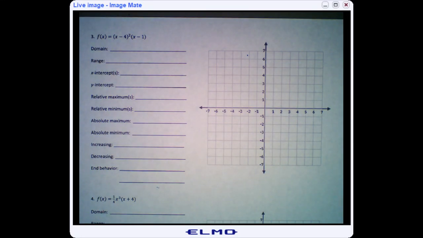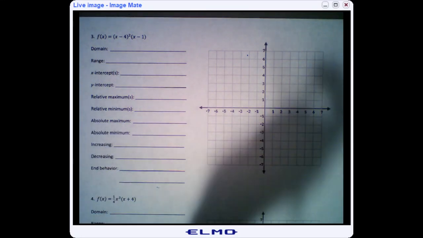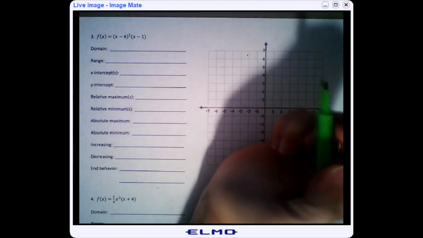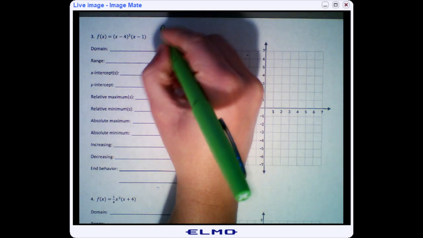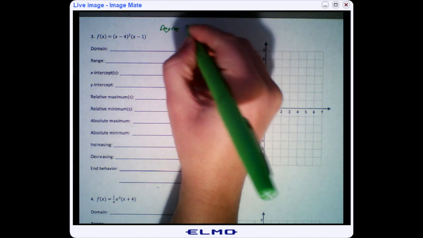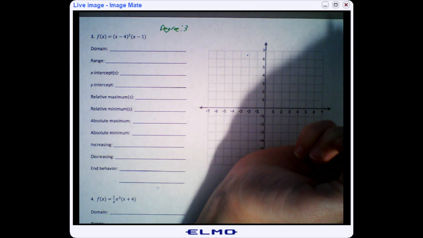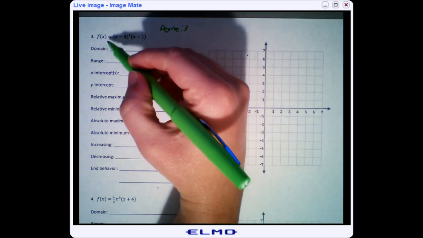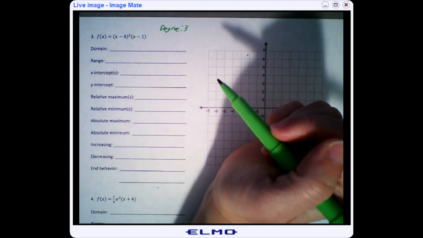Okay, for this one, it is in factored form. So I'm just going to add exponents of the factor. So 2 plus 1 is 3, so it has a degree of 3. That means it's odd, so the arrows are going to go in different directions. Up front, there's no negative sign, so I know this is positive, so the right arm should go up.